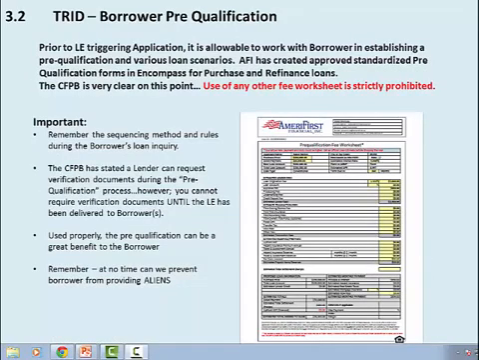TRID borrower prequalification addresses a very useful tool when working with a prospect. In Encompass, as well as in Vantage, there are prequalification forms for both purchase and refinance. These forms are to be used prior to the LE disclosure and are a great tool to help show the borrower various scenarios. It is important to note the CFPB has expressly prohibited the use of any other fee worksheets. Key points: use of sequencing and the prequalification forms can be very useful for the borrower to consider various loan options when ALIENS information is not known.